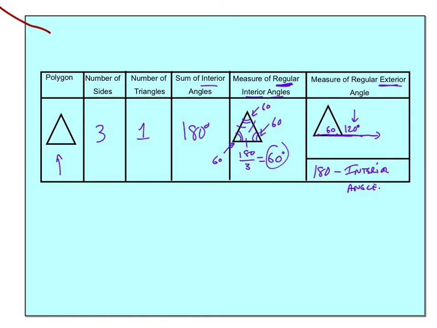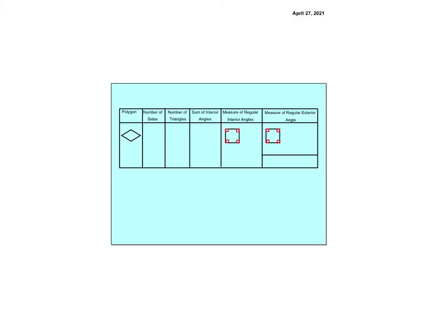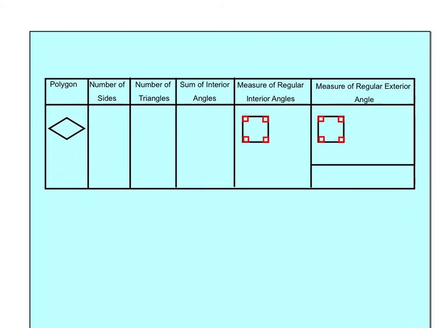Okay, so triangles aren't too tough, especially once we passed Unit 3. So now we have a 4-sided figure. This is not a square, not a rhombus, not a rectangle. Technically, it's called a quadrilateral. Quad meaning 4 and lateral meaning sides. So number of sides, 4. Number of triangles: the way I figure that out is if I just connect dots, that's going to be 2 triangles.